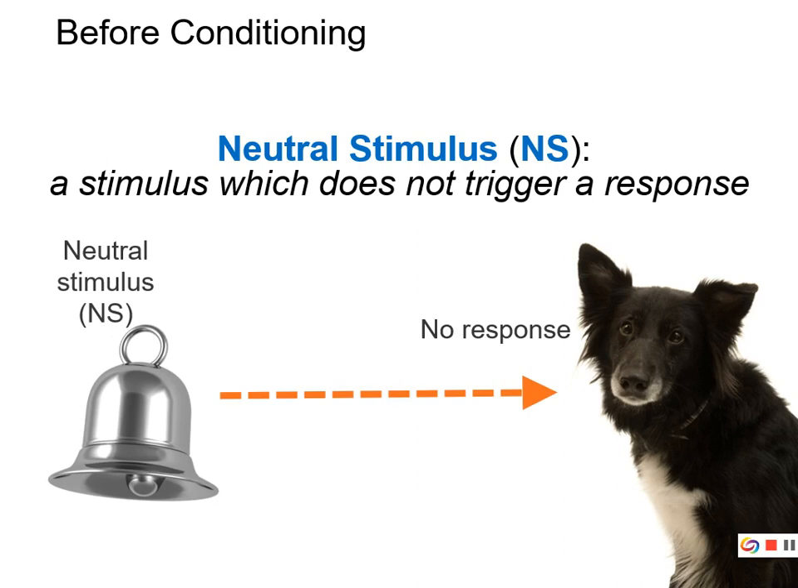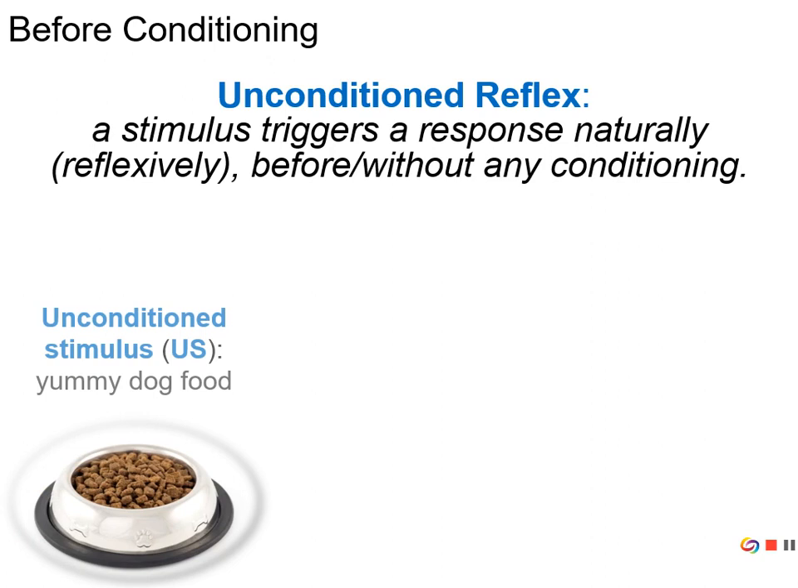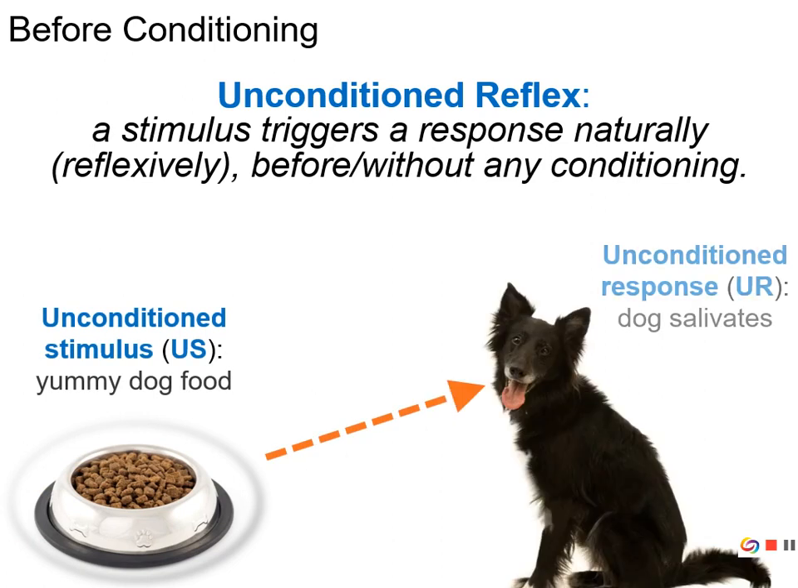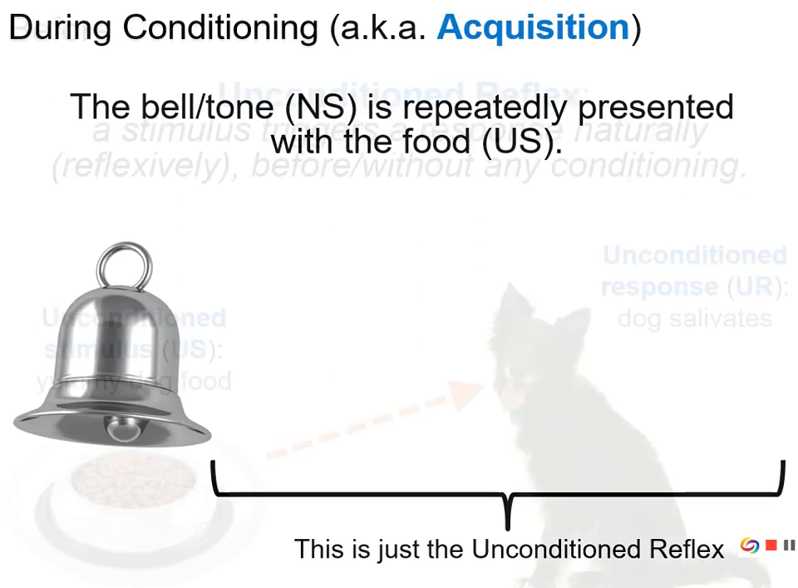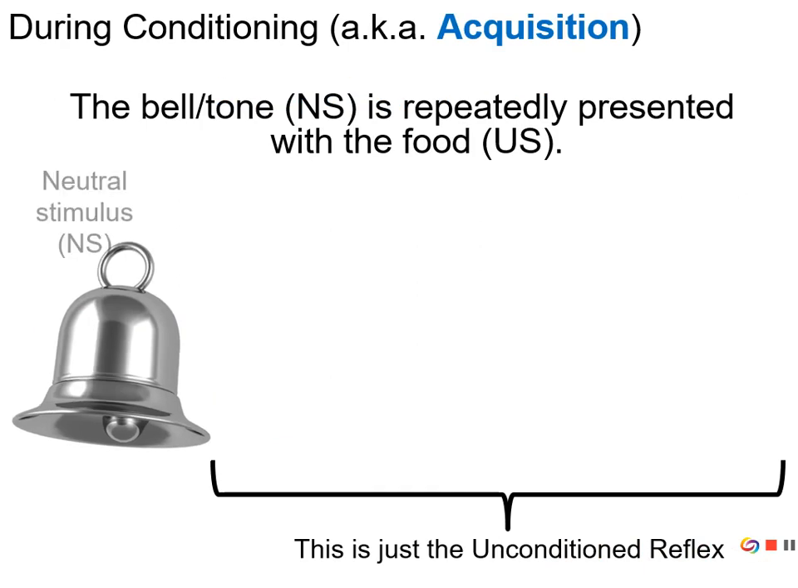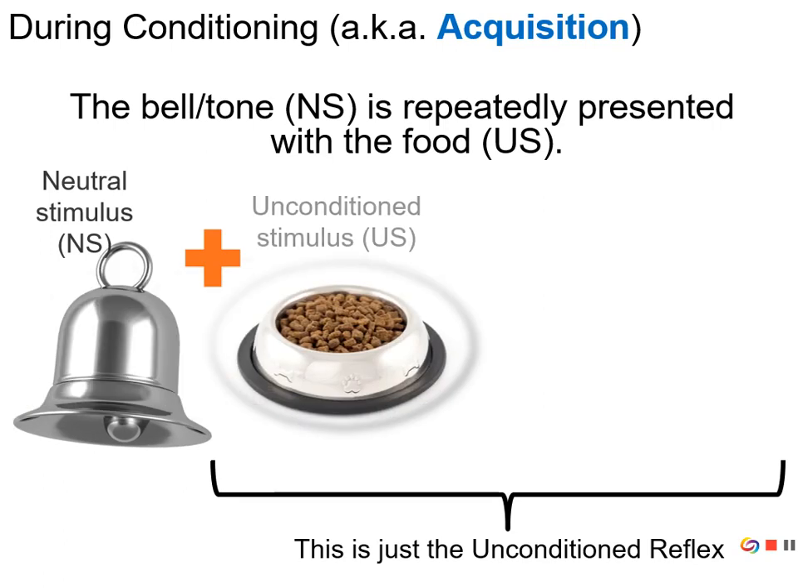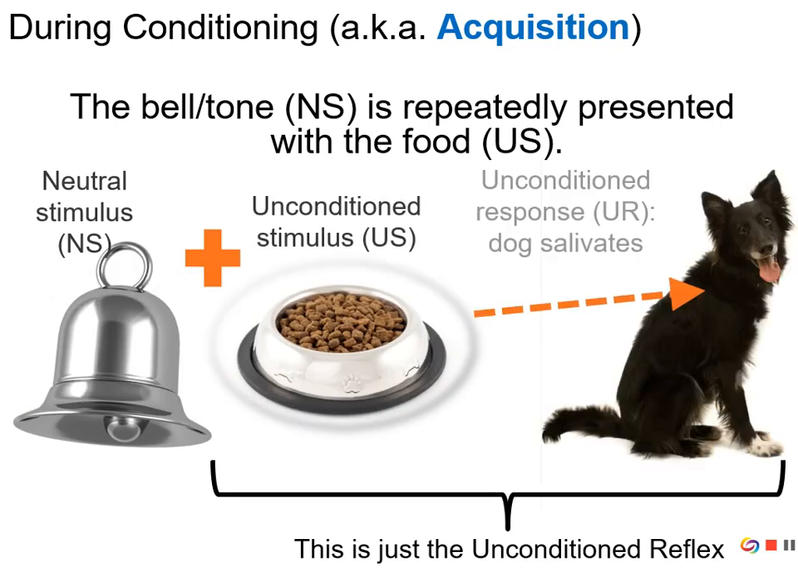So now, nothing happens. But then there are unconditioned reflexes, things that animals just know. If you put yummy dog food into this dog's mouth, this dog will salivate, okay? You don't have to learn it, it just is. That's the way the world is connected. Now, if you take, ding, ding, ding, and then out comes the dog food, he's going to salivate. Of course the dog's going to salivate. We said that's an unlearned reflex, right? All we did is add this neutral stimulus to the front here.